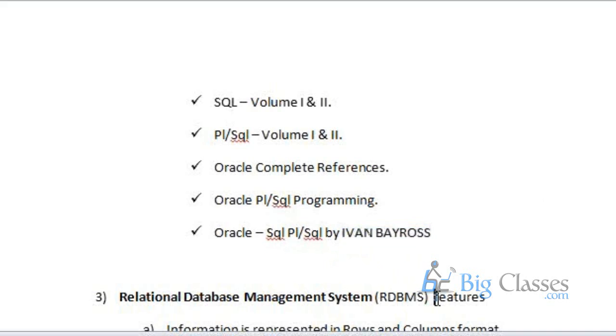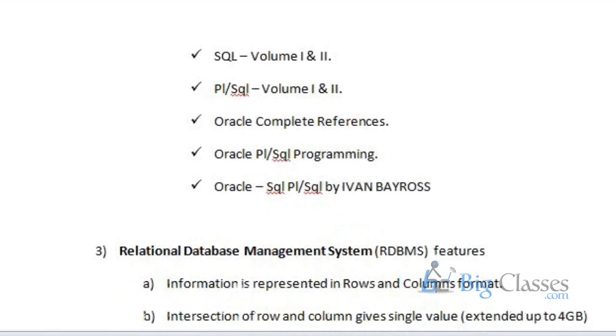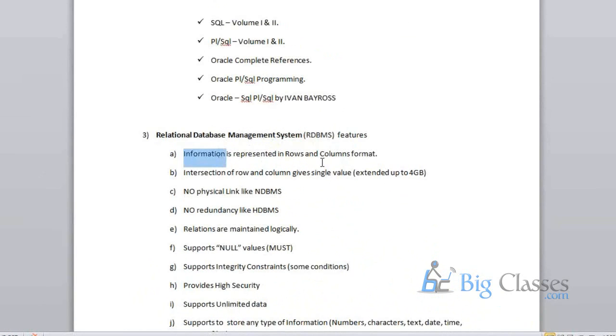Then we are talking about the relational database management system. So here, relational database: information is represented in rows and columns. As I told you, in a spreadsheet, that is Excel, the data is stored in rows and columns. The same kind of tabular format is adopted in this relational database management system, rows and columns. Then the intersection of that row and column is nothing but a cell. In one particular cell, we can store up to 4 GB of data in an RDBMS.